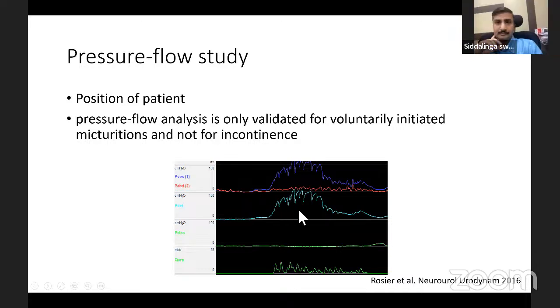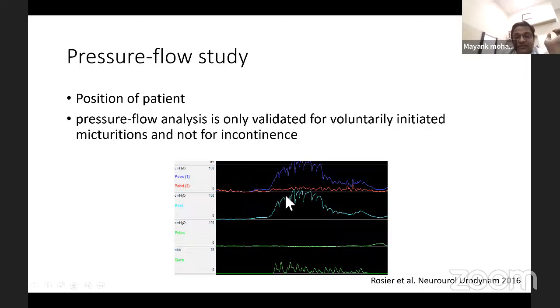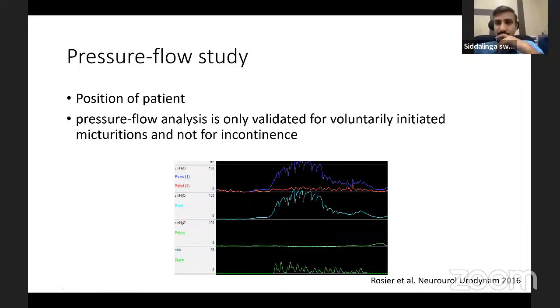But I took the opportunity to teach him urge inhibition. So the patient was doing urge inhibition throughout, and finally he was able to withstand and overcome this overactivity. But if you just look at this graph, it shows obstruction. But I know that this is overactivity inhibition, not a voluntary void.